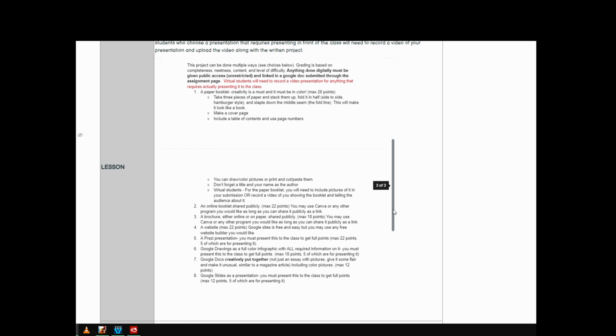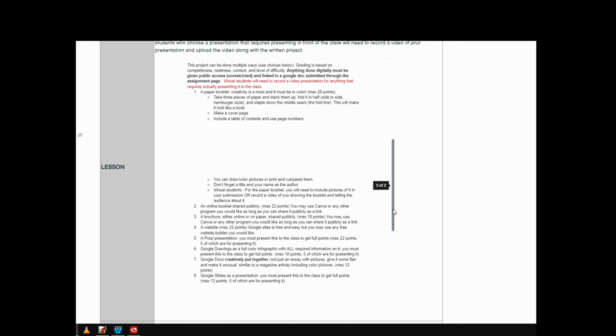And then again, virtual students, if you're doing this, since it is on paper, you'll need to do a video of you going through and showing us your booklet, or you can take pictures of each page. So take a picture of the cover, open it up, take a picture of those 2 pages, turn the page, picture of those 2 pages, and then all of those pictures will get put into a Google Doc, and you'll submit the Google Doc.